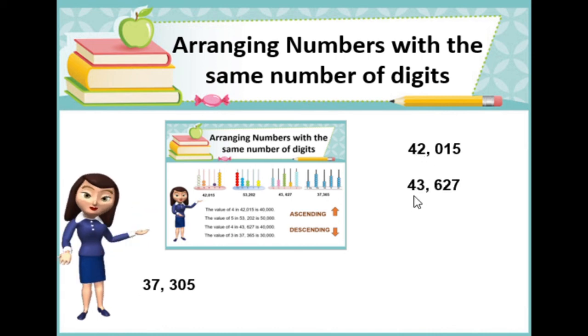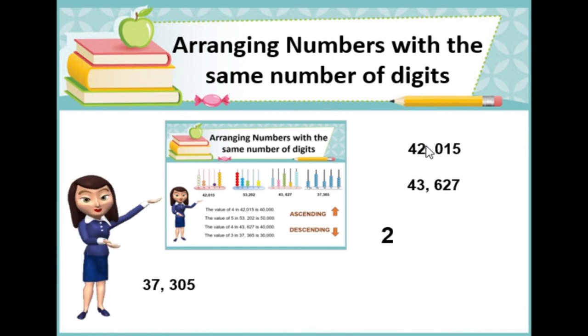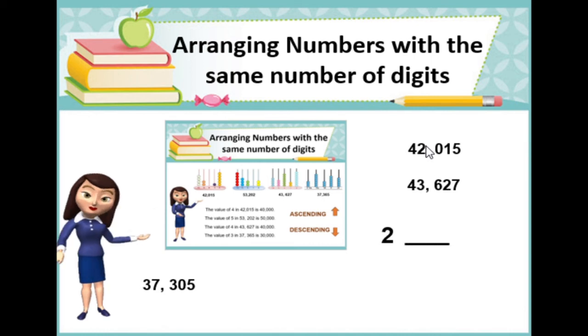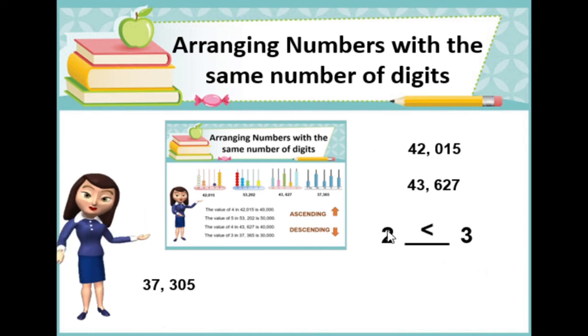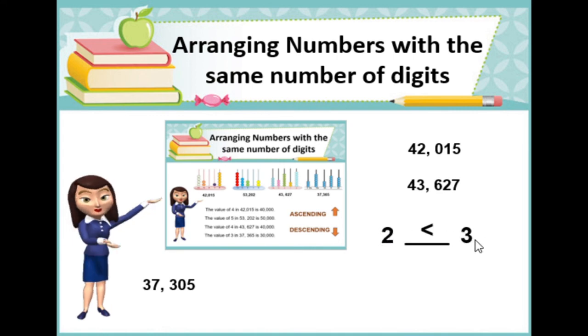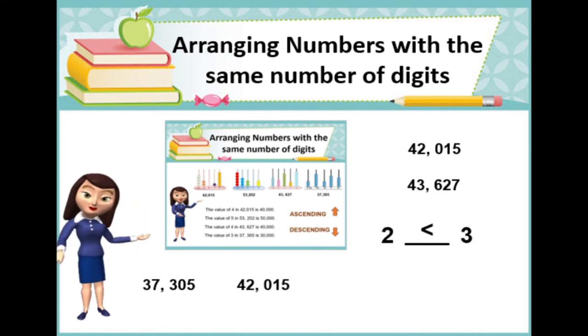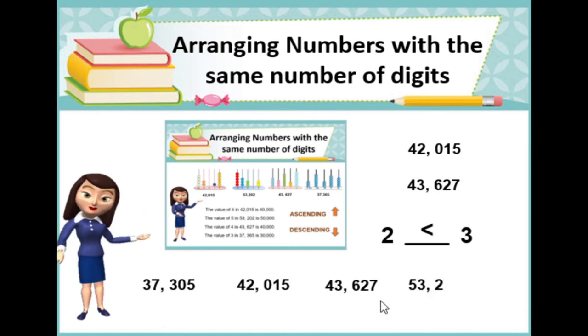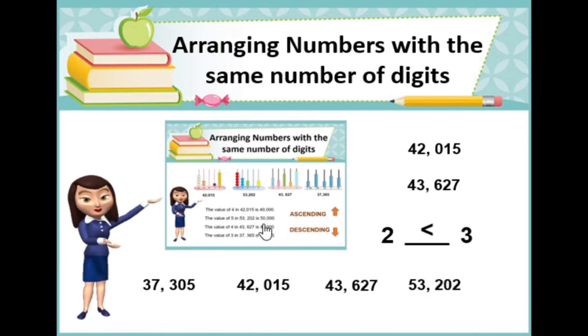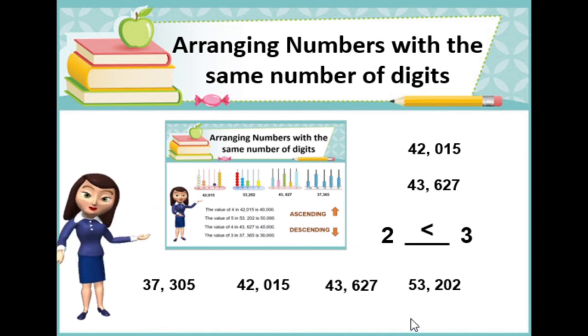4 and 4 are the same. 2 and 3 are not. So, what is bigger? 2 or 3? 3 is bigger. That means 2 is less than 3. So the number that we're going to write first would be 42,015, followed by 43,627, and lastly, having the value of 50,000, we write 53,202.